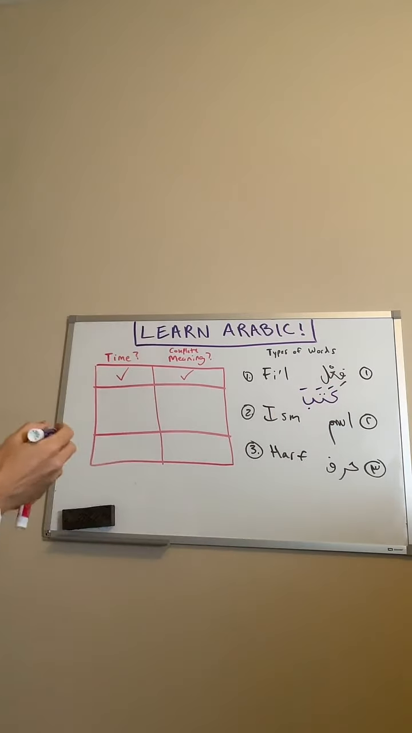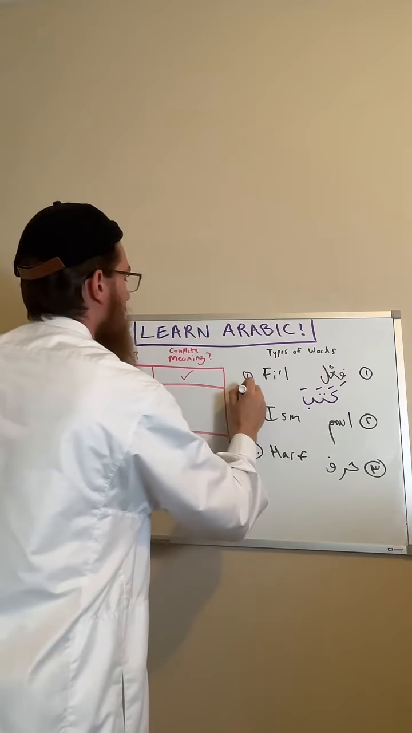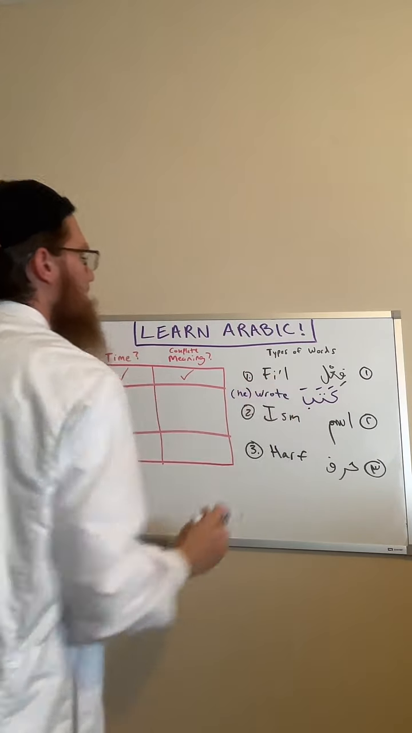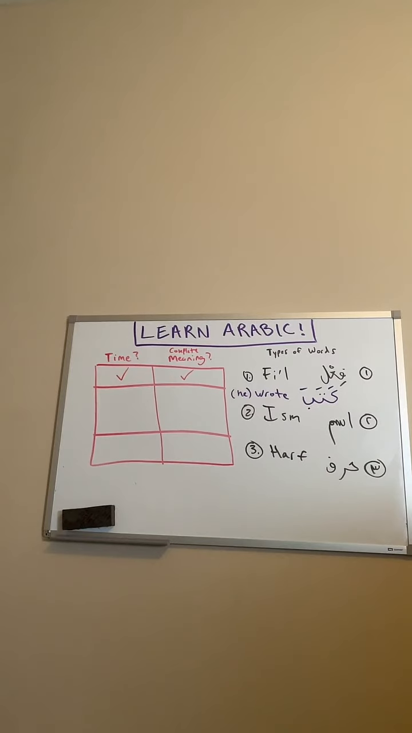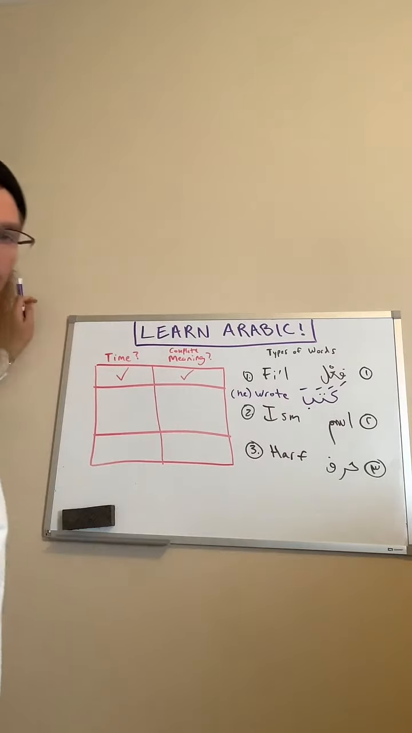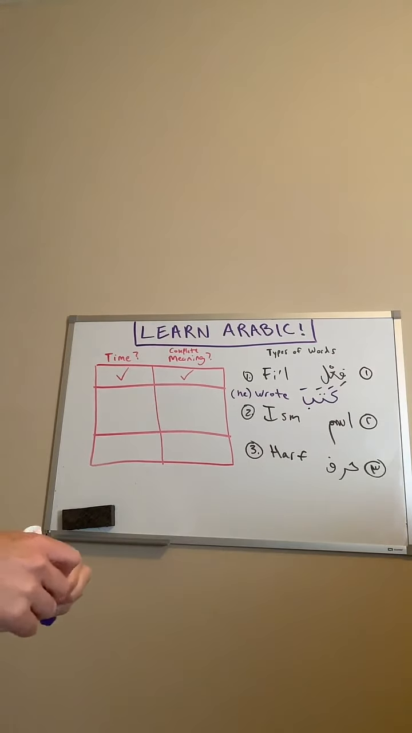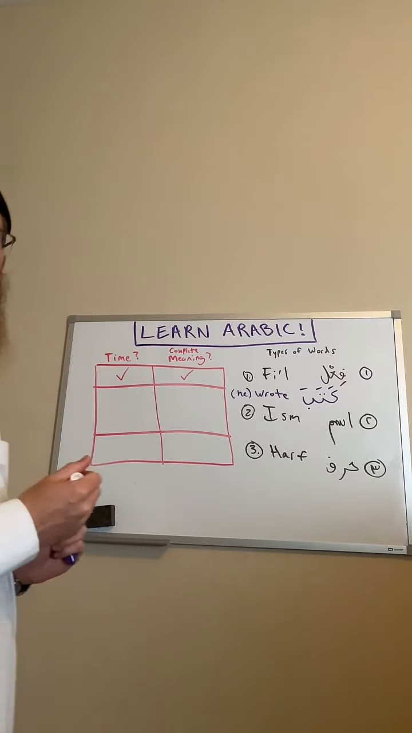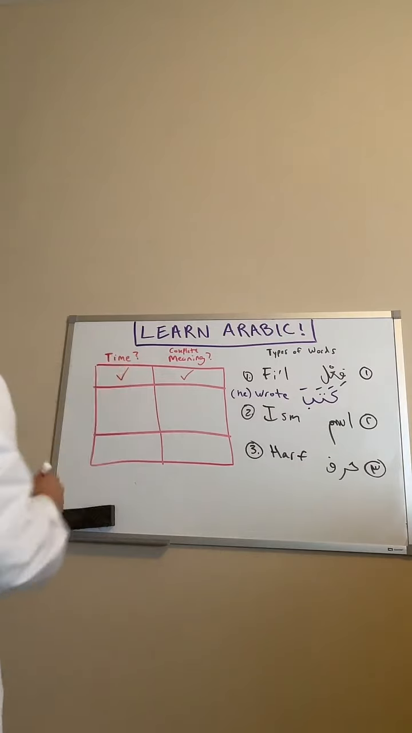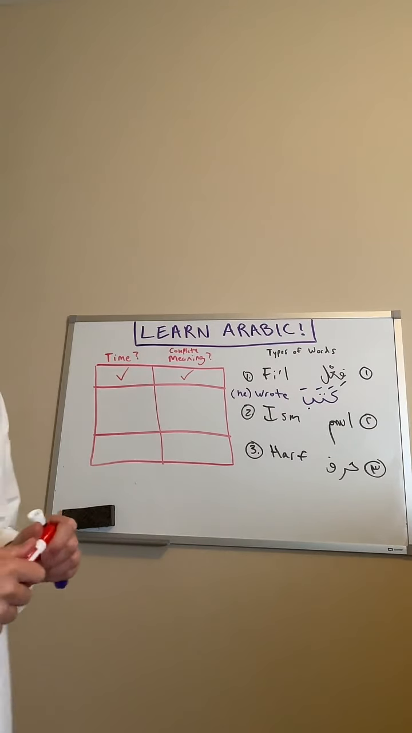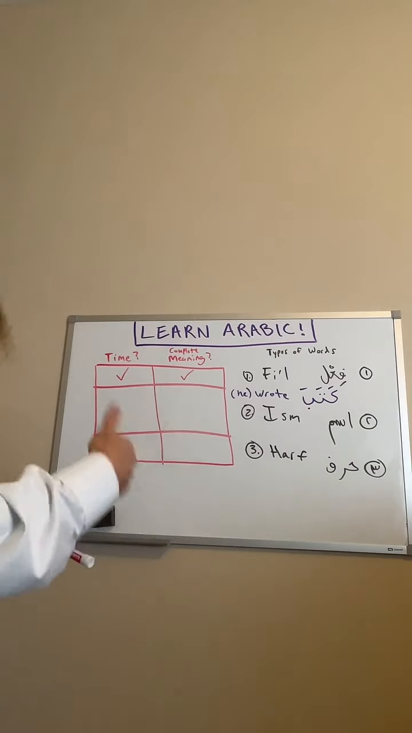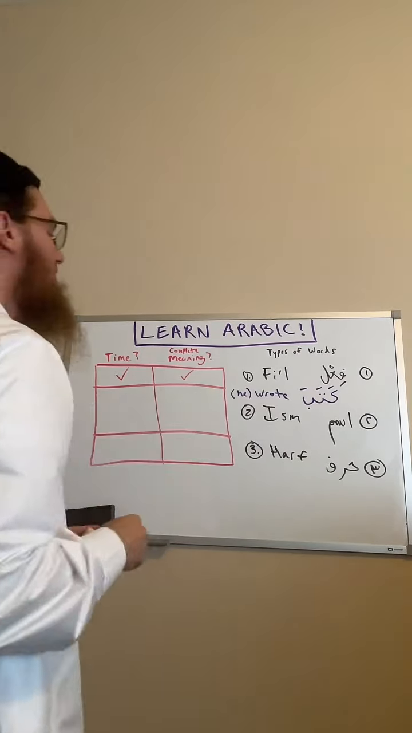Kataba. It means he wrote. Does it have a relation to time? Yes, it happened in the past. He wrote. This is the past tense. So that's why we check off time. Does it have a complete meaning? Yes, we know what that means. He wrote. So this is the fi'l.